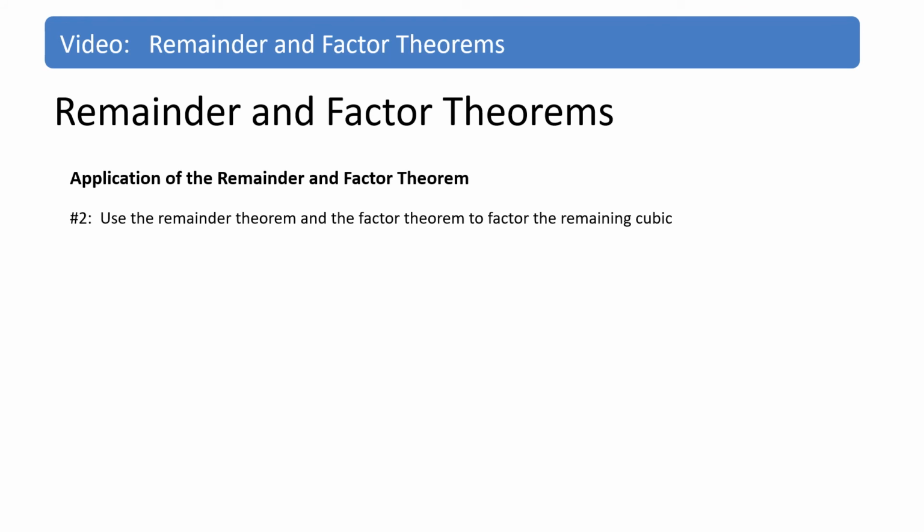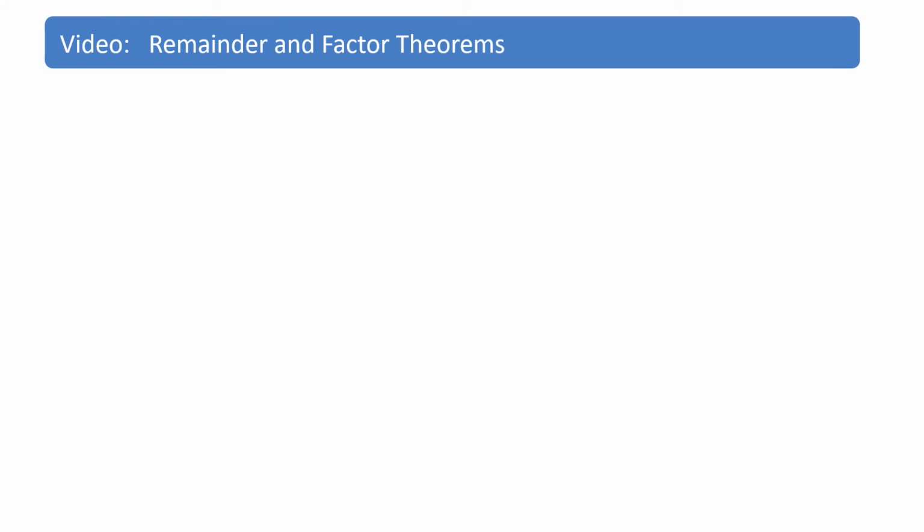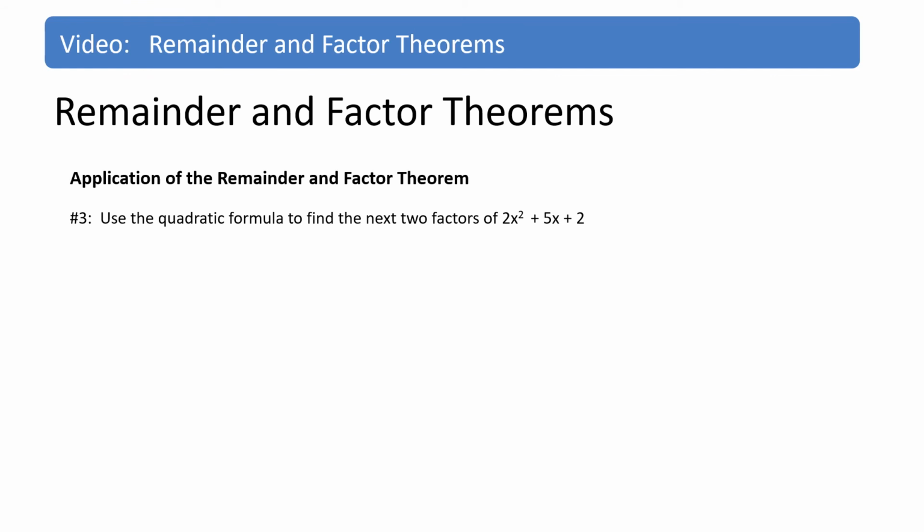Use the remainder theorem and the factor theorem to further factor this remaining cubic function. So we'll try 1, and when we substitute it in, we'll get the number 0. So 1 is a factor. X minus 1 is how we could write it. Application of the remainder and factor theorem. Use the quadratic formula to find the next two factors of 2x squared plus 5x plus 2.